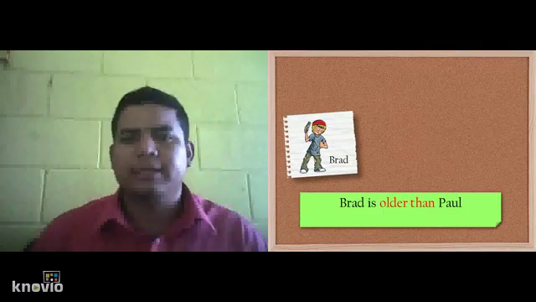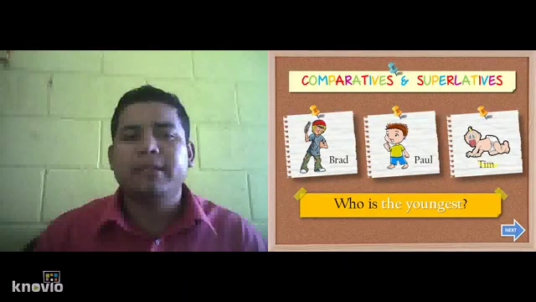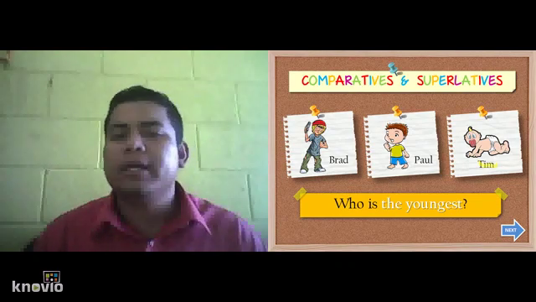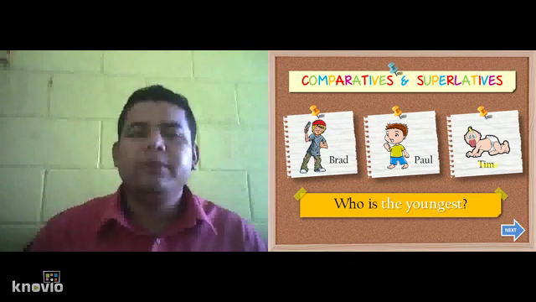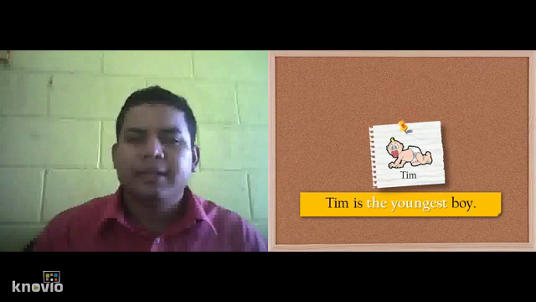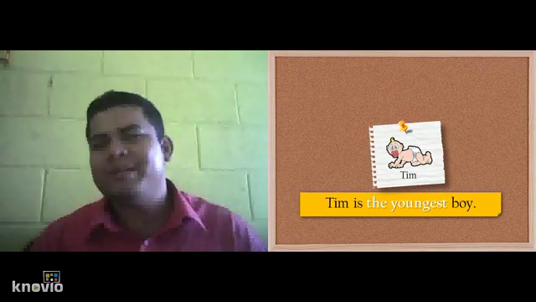In the next sentence, we're going to see an example using superlatives, and in this case we have three boys over there. We have Brad, Paul, and Tim, and I am asking who is the youngest of the three. So the answer to this is: Tim is the youngest of the three boys. So in this case, the baby is the youngest, right?